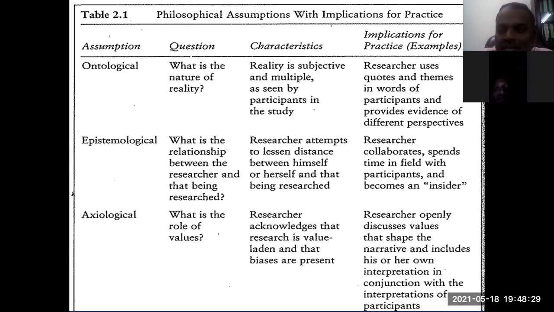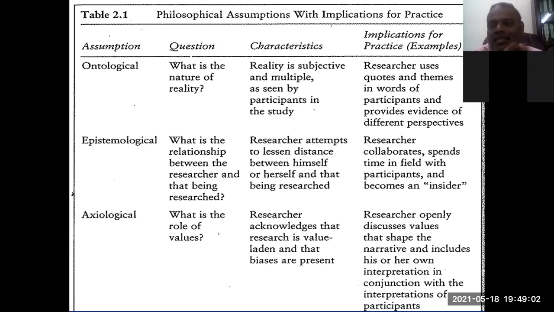Maybe this reality is subjective and multiple, as seen by the participants in the study. Reality is going to be subjective content seen by the participants involved in the study. Subjective and also multiple. Sometimes people are missing certain links. You need to accept that also. Sometimes people are not subjective. That also you need to accept.